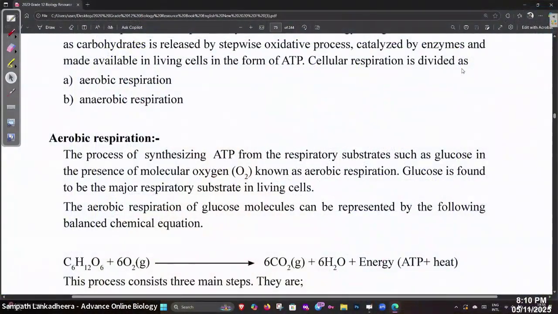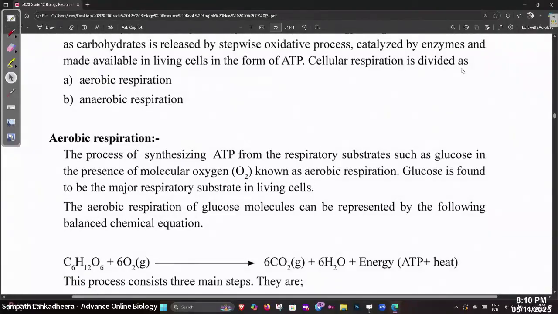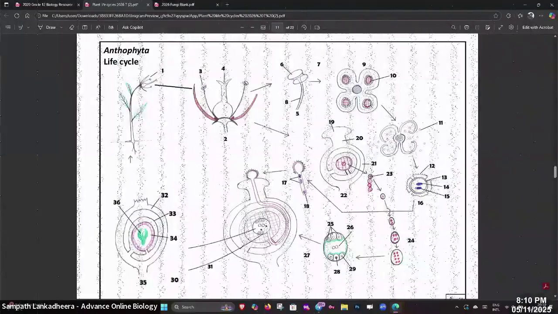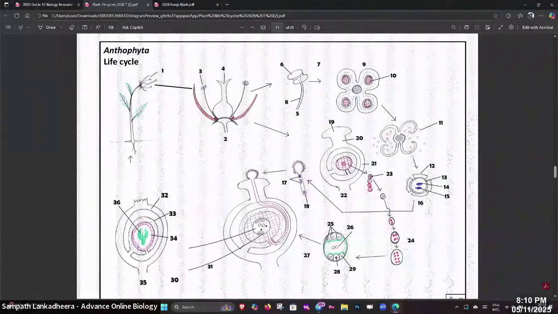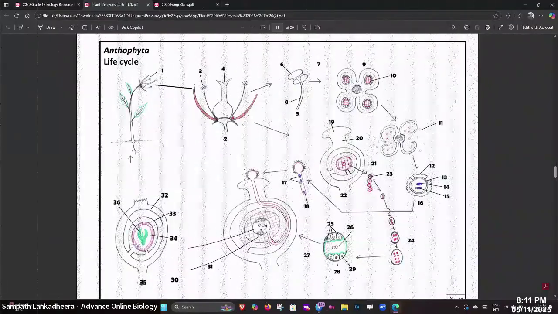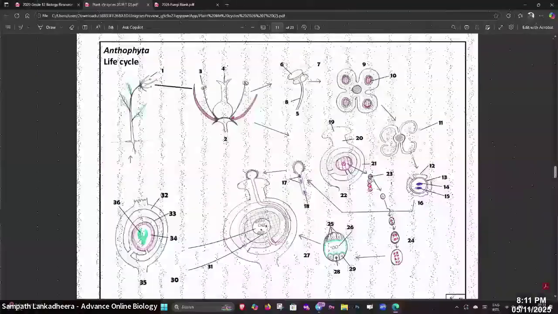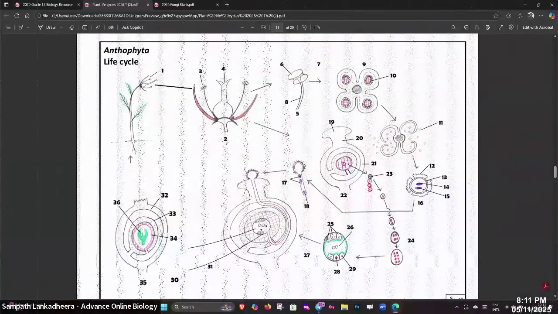Oops. Wait. Oh, something is wrong. All right. You see some lines, something is wrong. Okay, doesn't matter. We'll continue like that.